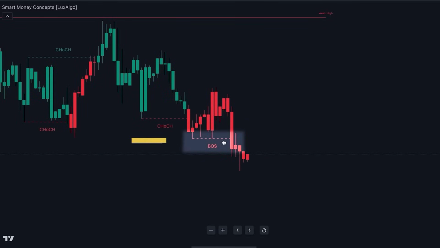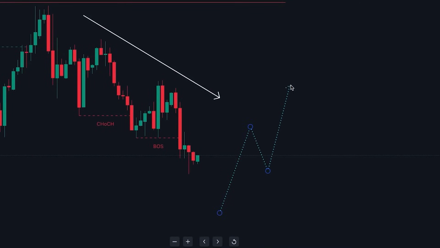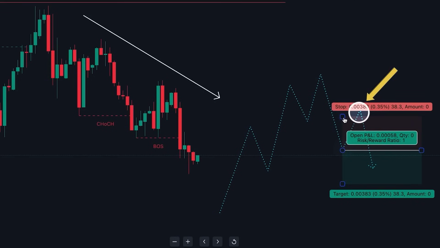A break of structure is created after a change of character has occurred and is a confirmation that the market has changed direction. So once again, if the market is making higher highs and higher lows, once it breaks that higher low, we have a change of character. Now you're anticipating a downtrend. If the market now forms a low and then breaks that low, we have confirmed the downtrend and have formed a break of structure. This is where it is recommended to take an entry. You can set stops above the higher low and let your trade run.